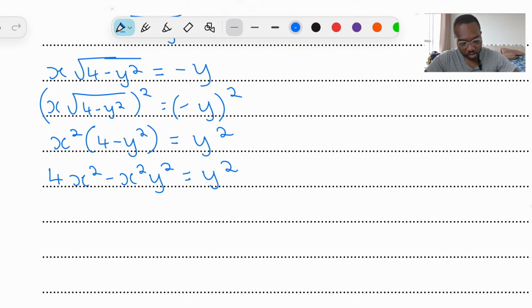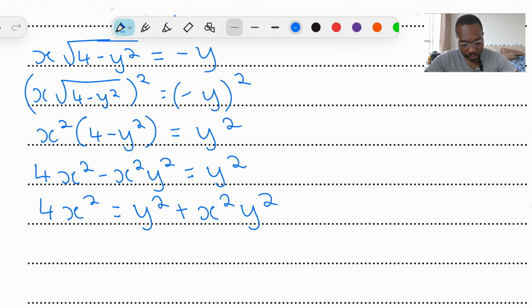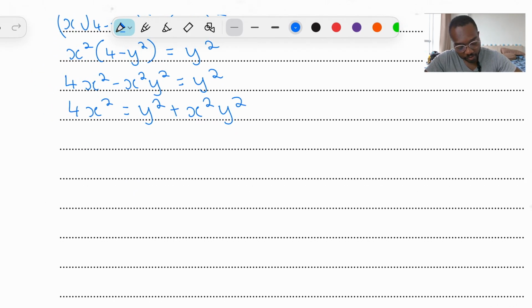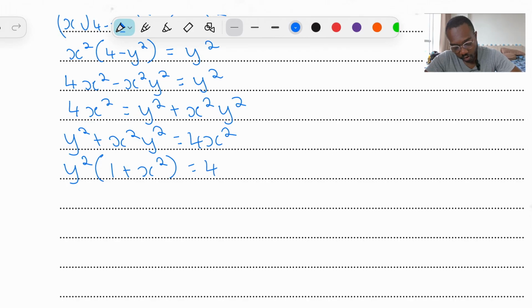And then I'm going to leave that 4x squared here, and then we get y squared plus x squared y squared. Now if I flip the sides, so let's move it to y squared plus x squared y squared is equal to 4x squared. And now if we factorize out the y squared, we get y squared times 1 plus x squared, that equals 4x squared. And now we get y squared is equal to 4x squared over 1 plus x squared.